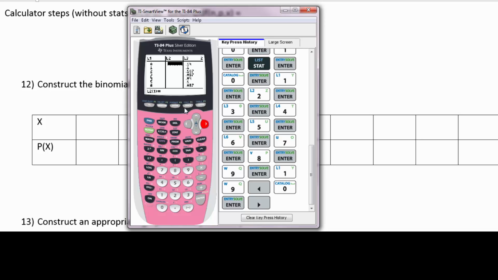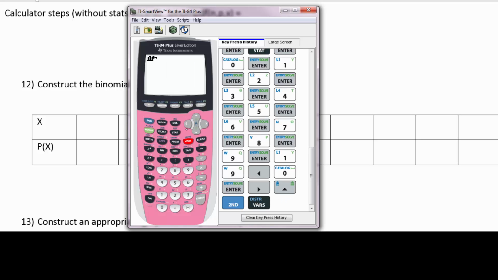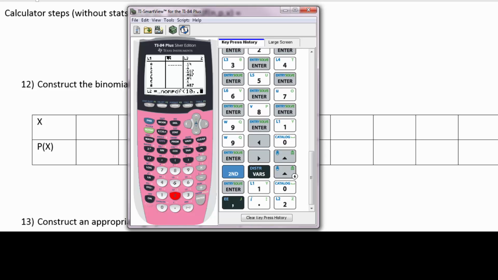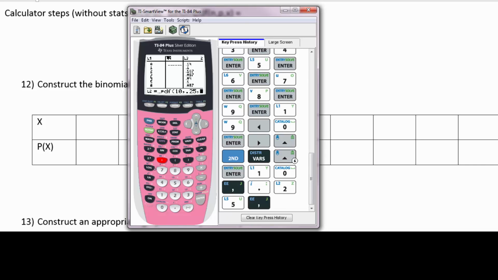We're going to go up to the top of list 2. We're going to grab a binomial, so second bars, binomial, which is near the bottom. Binomial PDF. This is just the point itself. And we're going to do our count, so 10, comma, the probability of success, which would be 0.25, comma.